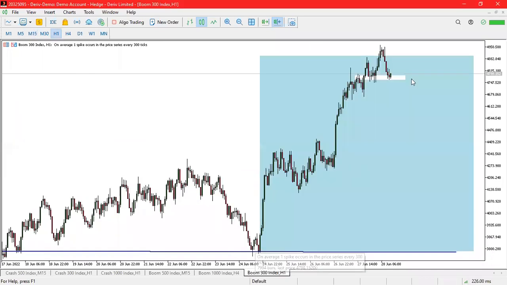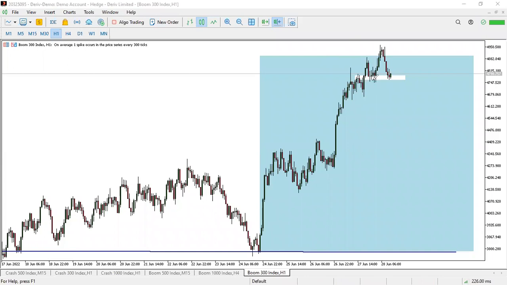Boom 300. Here's our Boom 300. I told you it will retest here. This is the hourly chart, guys. I drew this yesterday. I told you this is going to be our flip zone. The market was still giving us only one candle here. It was here, and then check what happened. It pushed up. It came back again.